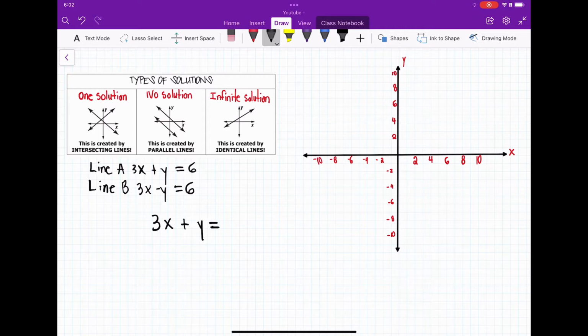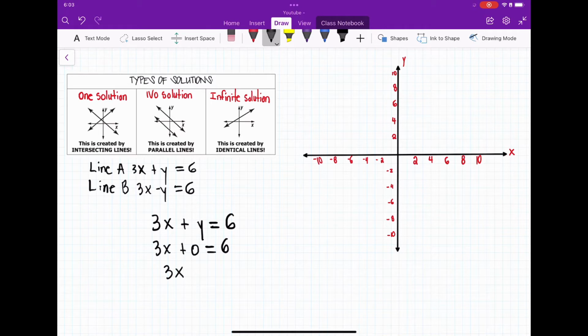Today, guys, we are going to be talking about systems of equations, and I'm going to show you how to graph a system of equations, and we'll talk about the different types of solutions. So when we're looking at line A, I'm going to choose to graph by intercepts because of the way it's set up. That means I'm going to set one variable equal to 0, and I'm going to solve for the other.